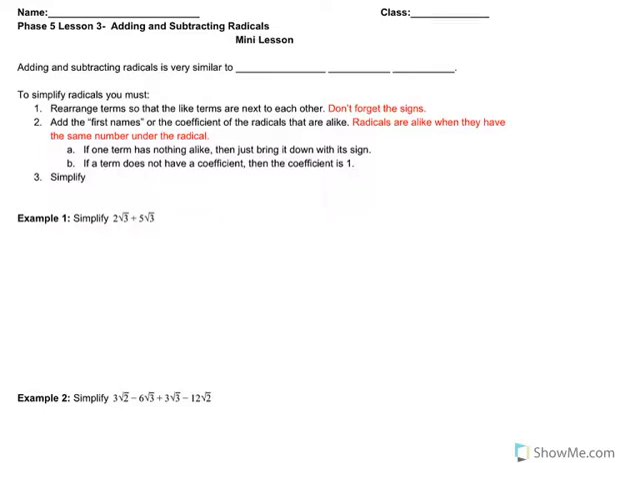Today we're going to learn how to add and subtract radicals. In the previous lesson we learned how to take one radical and simplify it. Today we're going to have multiple expressions with radicals and we're going to learn how to make them simpler. Now adding and subtracting radicals is actually very similar to combining like terms.